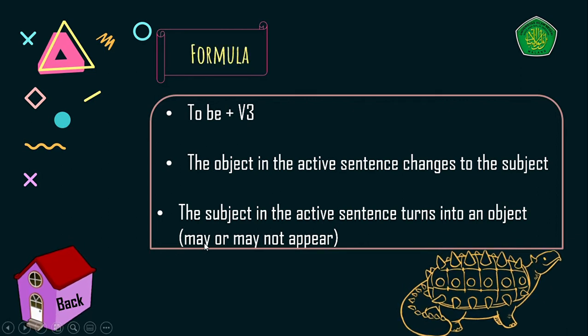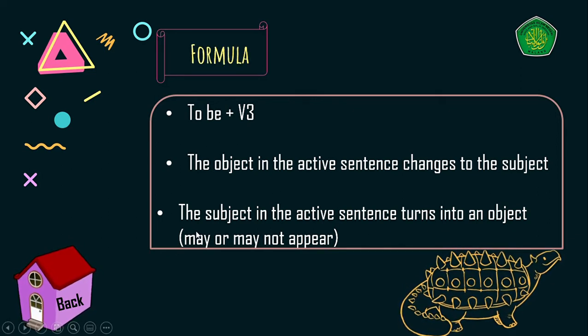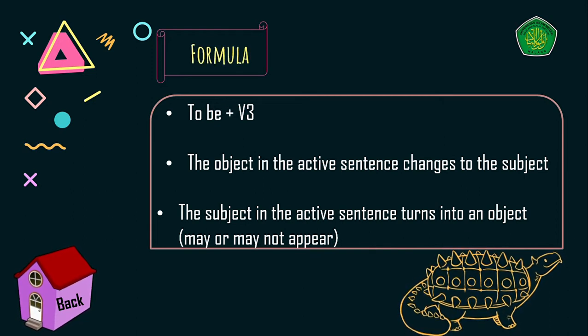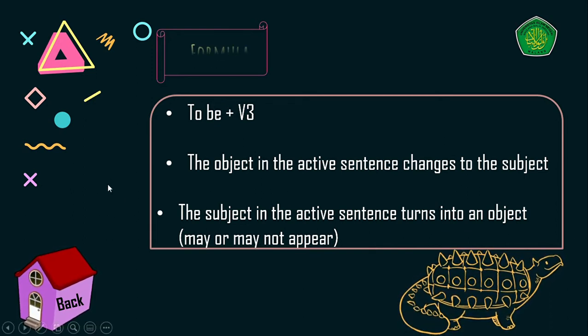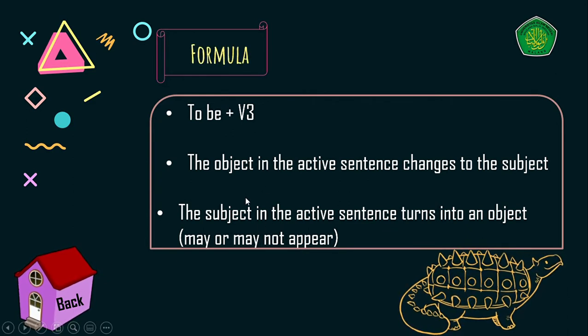Here, the subject of the active sentence that turns into an object in the passive voice may or may not appear, because in the passive voice the focus is on the action, not on the actor or object.